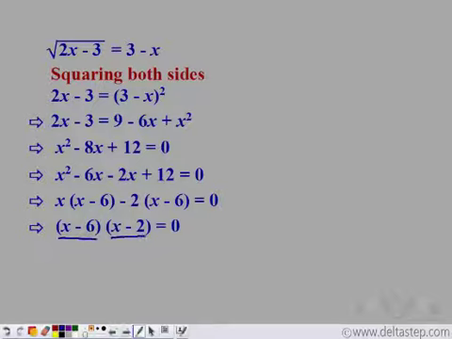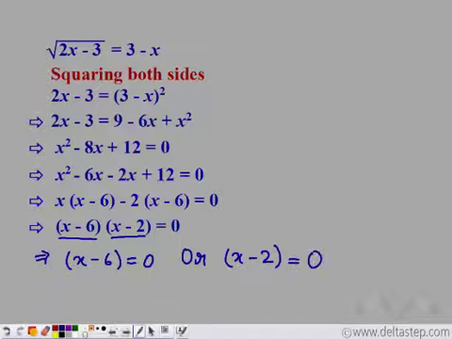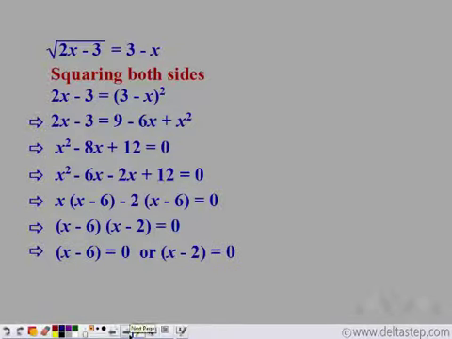Now the product of these two is 0. So one of them has to be 0. So either x minus 6 equal to 0 or x minus 2 equal to 0. And we can solve it to get the values of x. x minus 6 equal to 0 implies x is equal to 6. x minus 2 equal to 0 implies x is equal to 2. So we have x is equal to 6 or x is equal to 2.